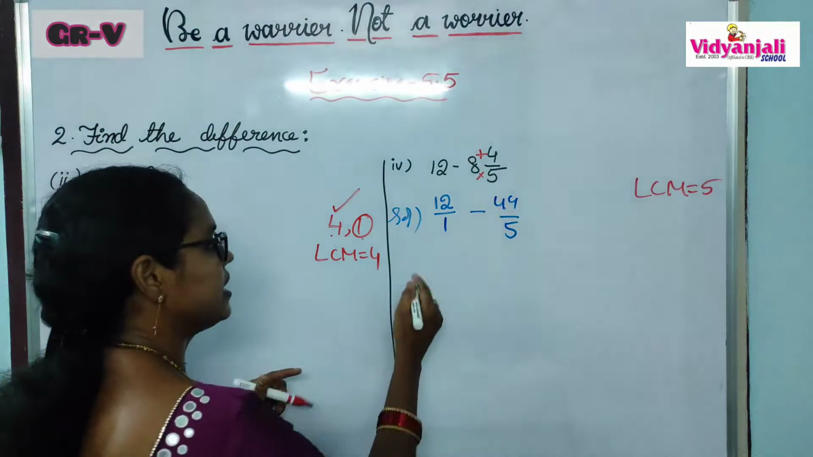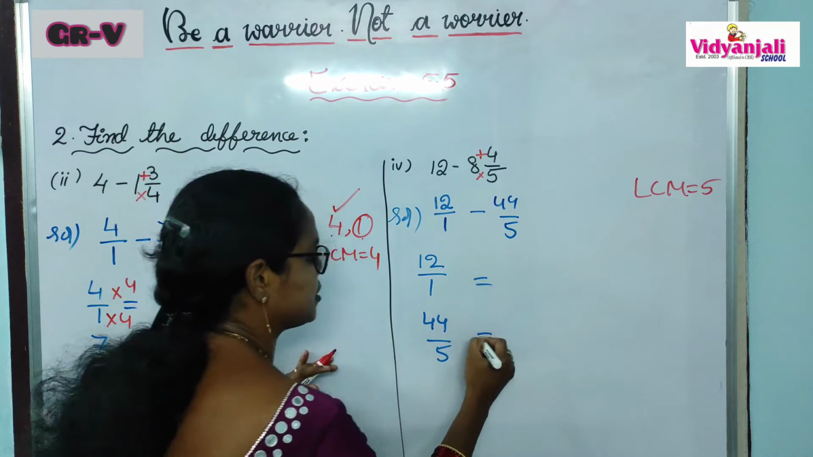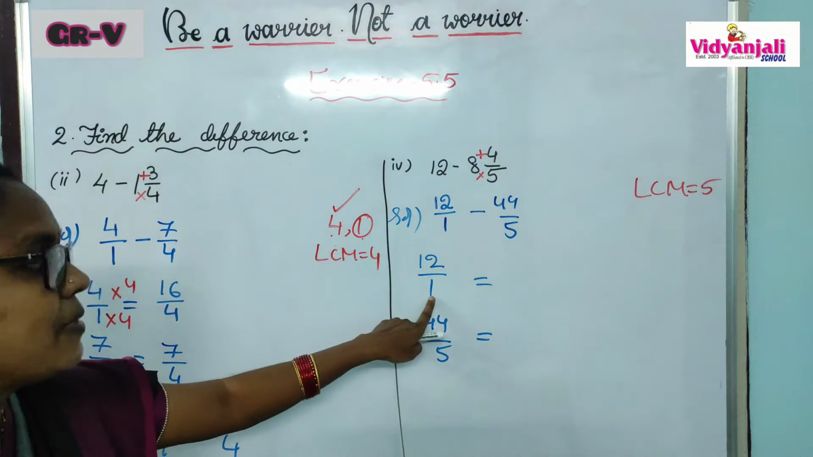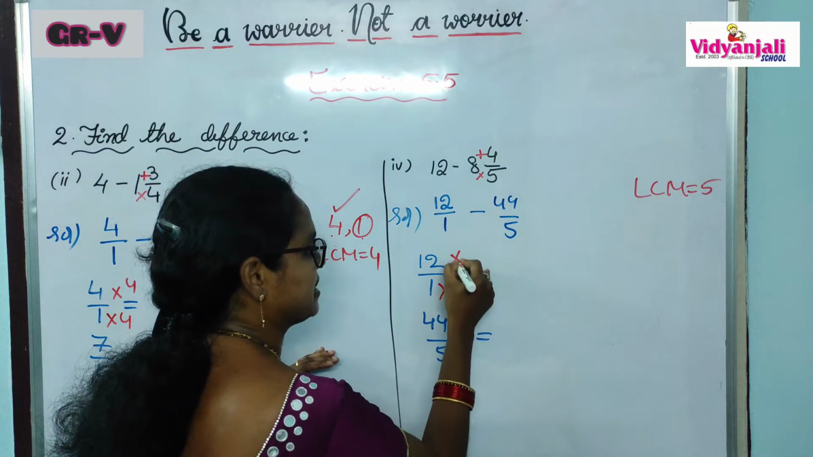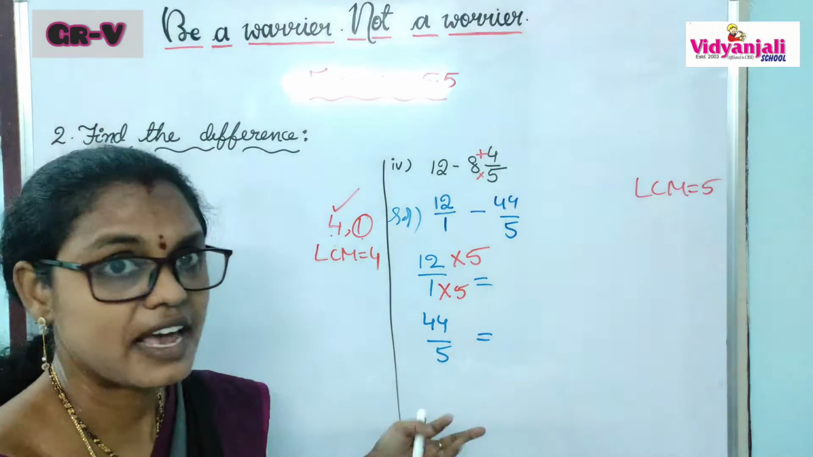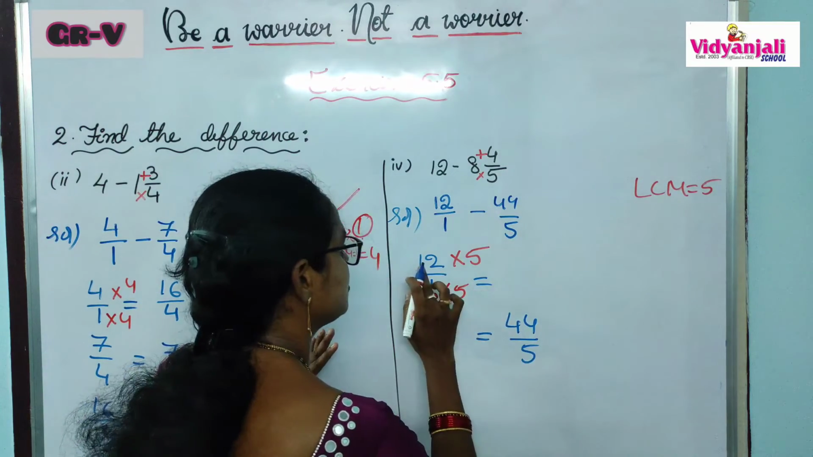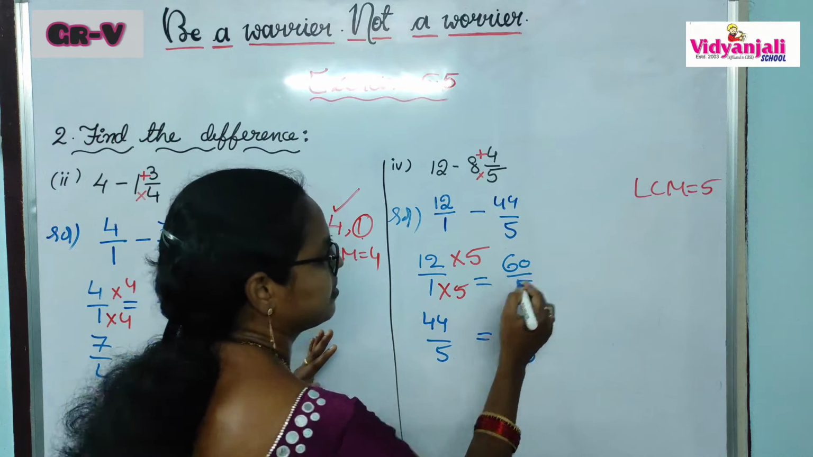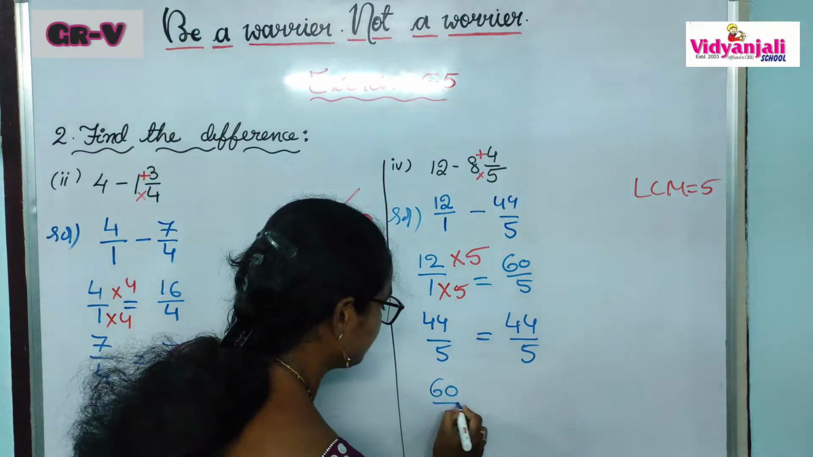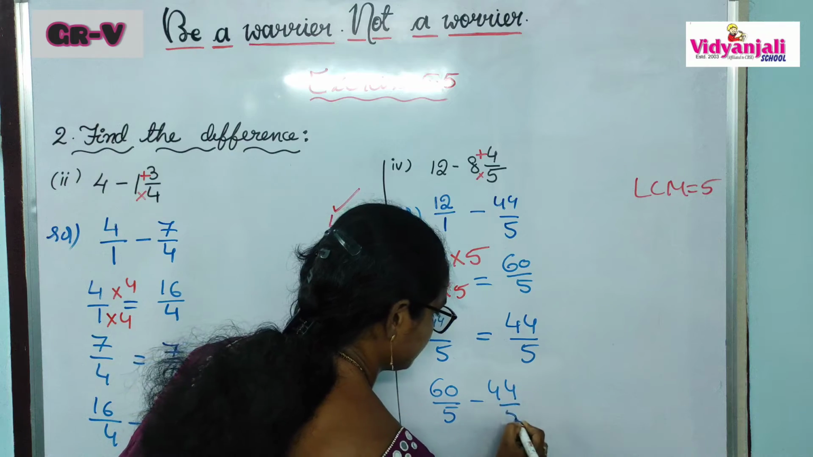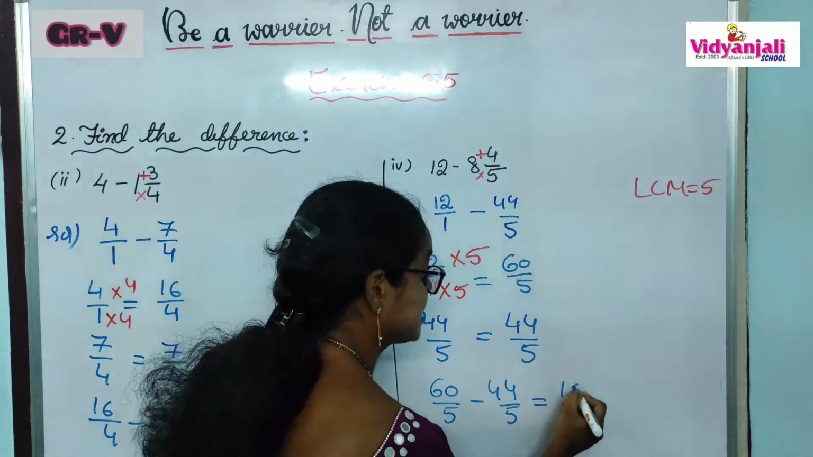Right? Now, let us make them like fractions. Okay, children. Now tell me, with which number we should multiply 1 to make it 5? 1 5s are 5. So, into 5 we must do. And already we have 5 only, no? So, no need to change. Write it as it is. So, 12 5s are 60 by 5. Then you know very well, 60 by 5 minus 44 by 5. So, 60 minus 44. 60 minus 44 is 16.